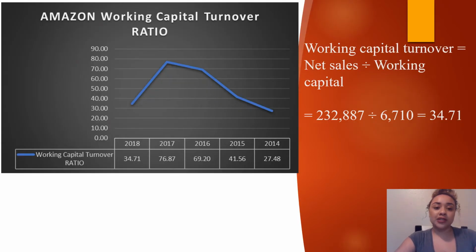This is a graphical representation of Amazon's working capital turnover ratio. As stated before, it is the net sales divided by the working capital. So for 2018, the working capital turnover ratio would be 34.71. For 2017, it is 76.87. For 2016, 69.20. For 2015, 41.56. For 2014, 27.48. And all of these numbers were calculated by dividing the net sales by the working capital.